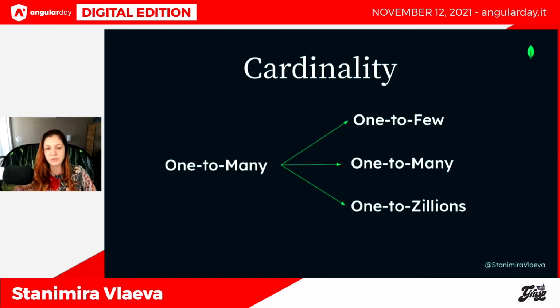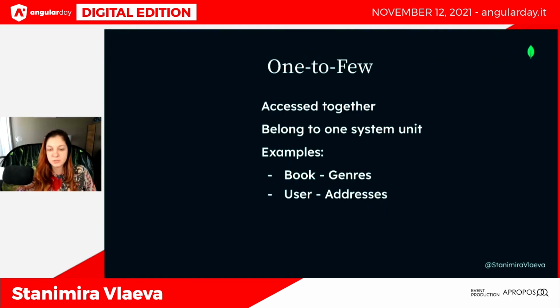Let's see how. Let's start from one-to-few. So typical for the one-to-few relationship is that the data that we're accessing usually should be accessed together. And it usually belongs just to one single system unit. An example can be a book and its genres. So a book has just a few genres, maybe 3 or 5 or even 10, but it's just a few. And we're usually going to show the genres in the context of the book. This is what I mean by access together.